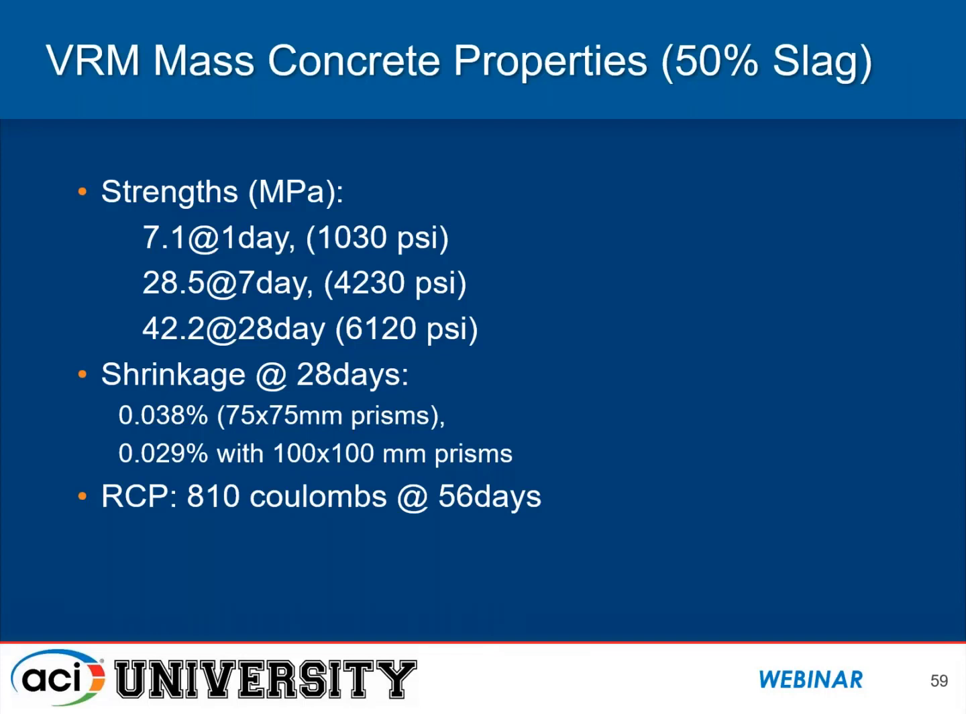And it just shows the strengths they got. 1,000 psi at 1 day, 4,000 at 7 days, 6,000 at 28 days. And they got pretty low shrinkage. Anything below about 0.04% here would be considered low shrinkage. And under 1,000 coulombs at 56 days.